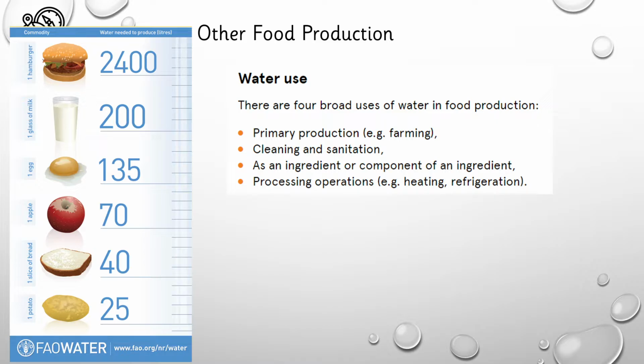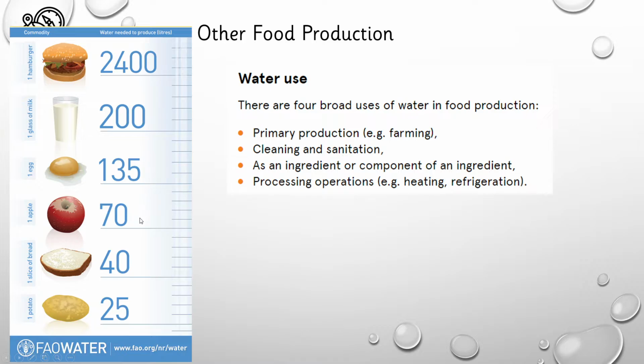Let's have a look at these pictures on the left. This is the amount of water needed to produce one of each of these things. 1 hamburger requires 2,400 liters of water. 1 glass of milk requires 200 liters of water. 1 egg requires 135 liters of water. So if you had a glass of milk and an egg for breakfast, that's already 335 liters of water that were required just for your breakfast.